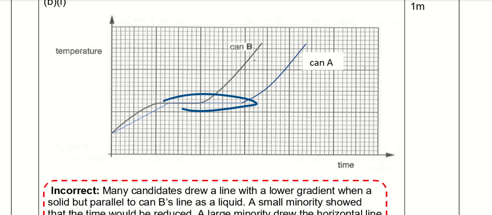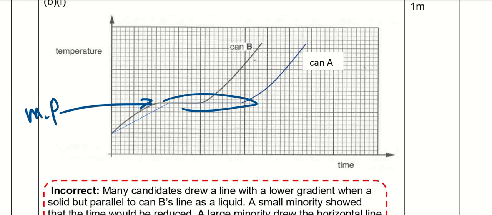Basically, what you need to have the same as this answer is the melting point. It must be the same. The timing cannot be the same. Cannot be shorter. It must be longer.